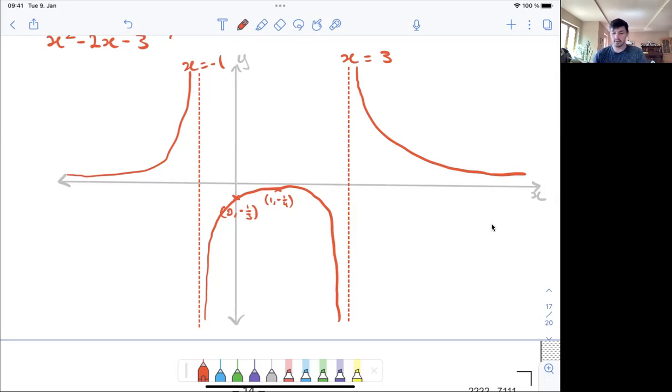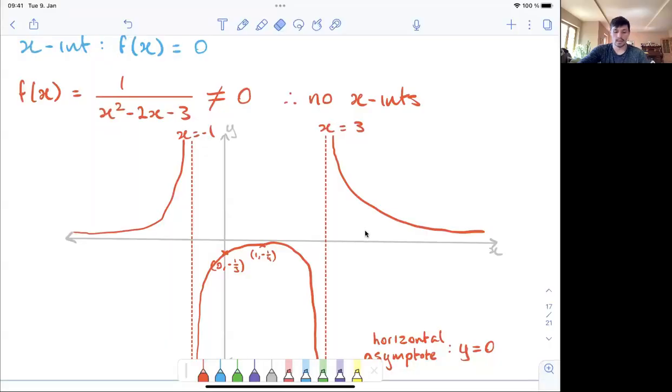We might also just put down the bottom here the horizontal asymptote of y equals 0. Let's write that underneath. And then there you have the answer to question 11a. Okay, on to part B.